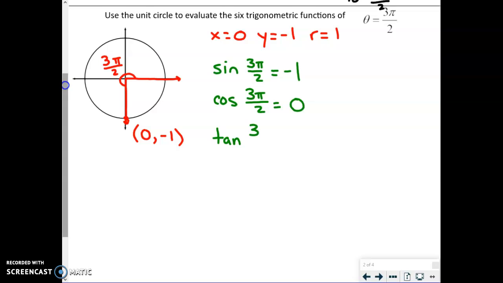Now the tangent is a little bit more unique because the tangent still is going to be y over x, but in this case that brings us to -1 over 0. So in this case the tangent ends up being undefined. Anytime you're dealing in a unit circle on a quadrantal angle and you come up with a 0 in the denominator, it's simply undefined.